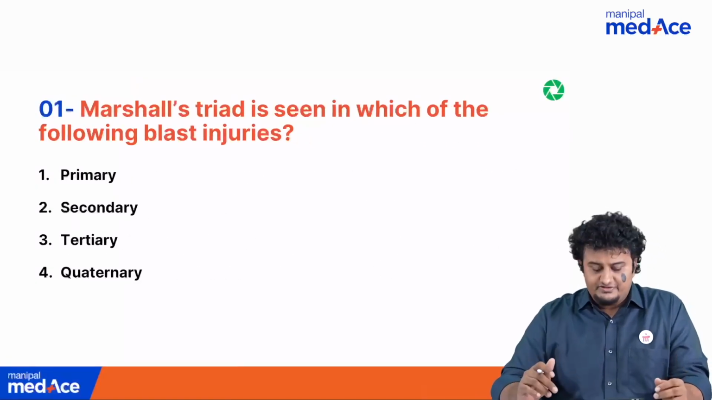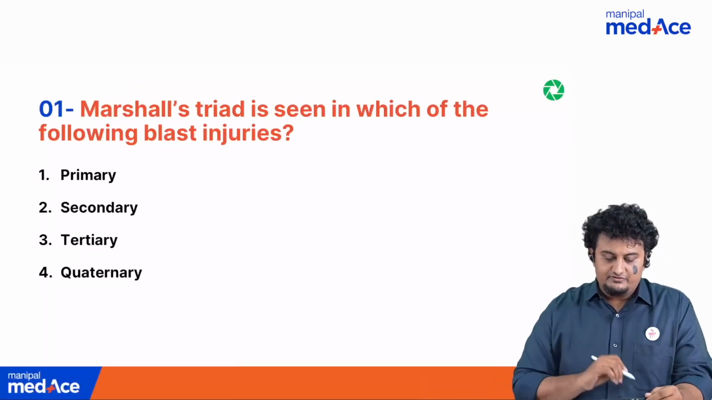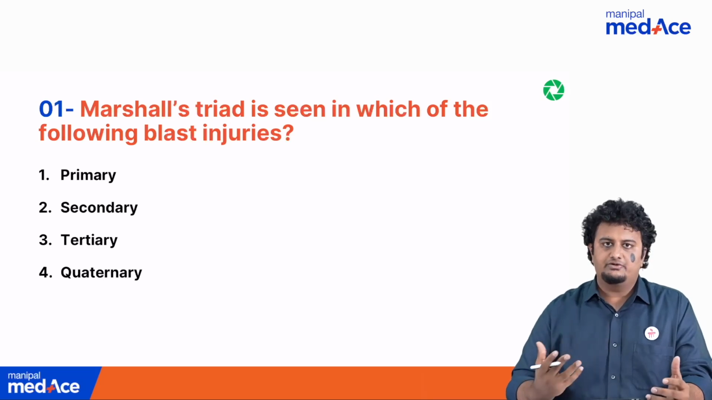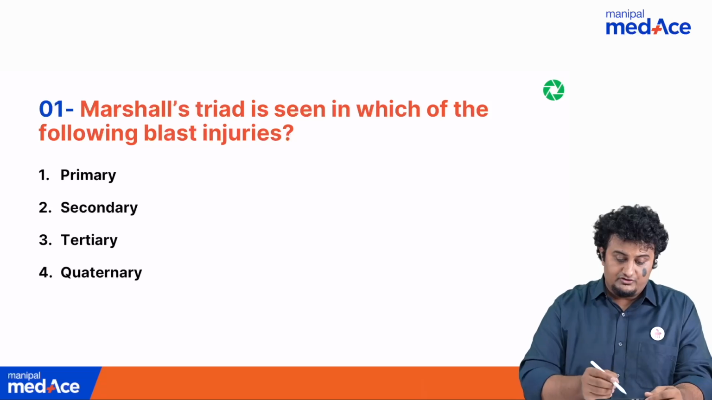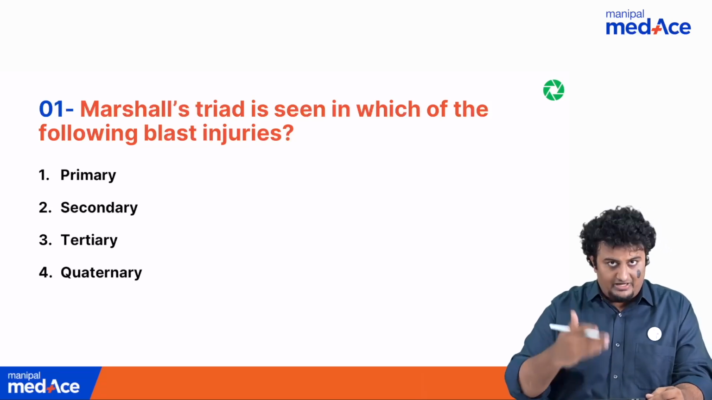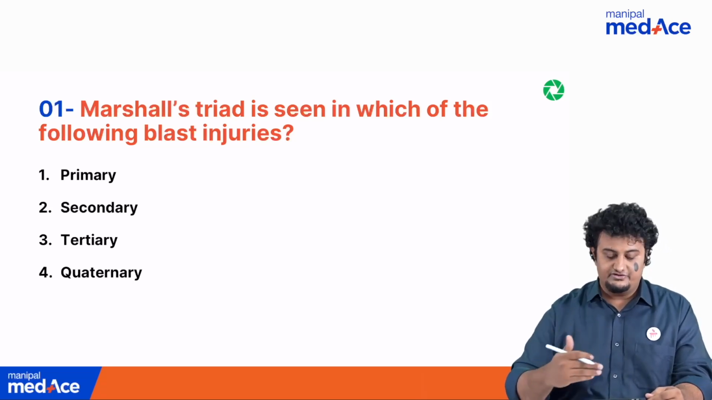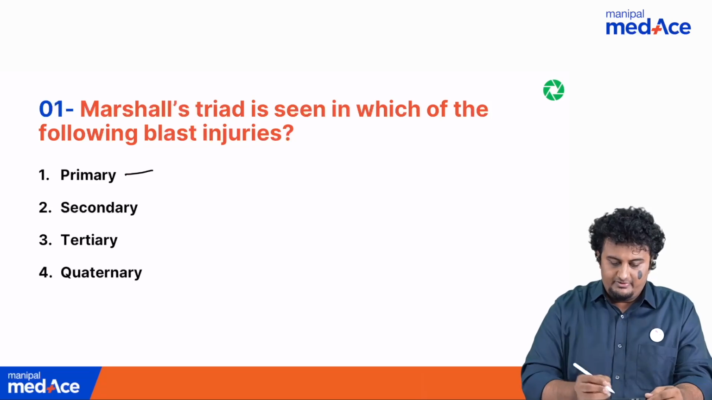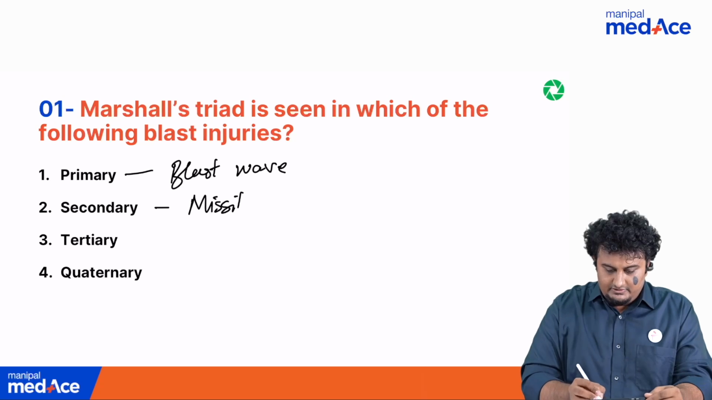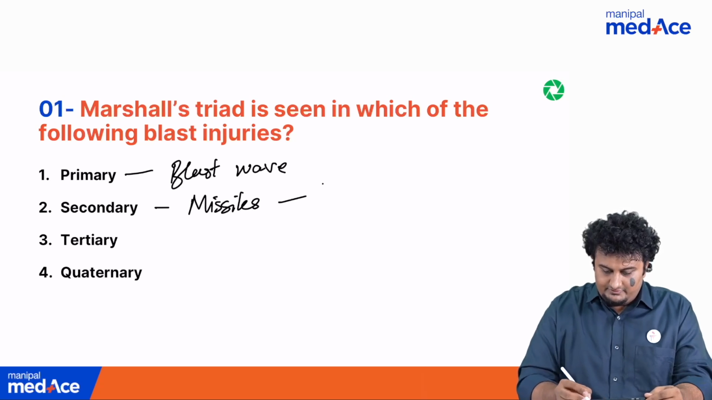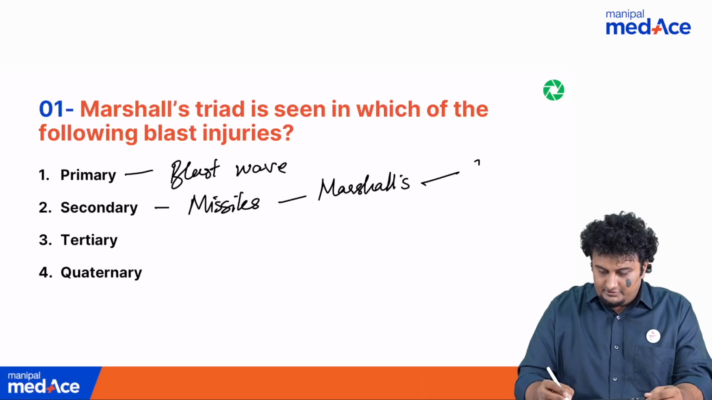Now, the first question that was asked is Marshall's triad is seen in which of the following blast injuries? I hope that you guys remember the class that I took for you where I very specifically talked about the various injuries caused when there is a blast. There are primary, secondary, tertiary, and quaternary injuries. Your primary injuries are mainly due to your blast wave, the shock wave injuries. Your secondary is due to flying missiles, and this causes Marshall's triad. Marshall's triad, I hope you remember, is contusions, lacerations, and abrasions.